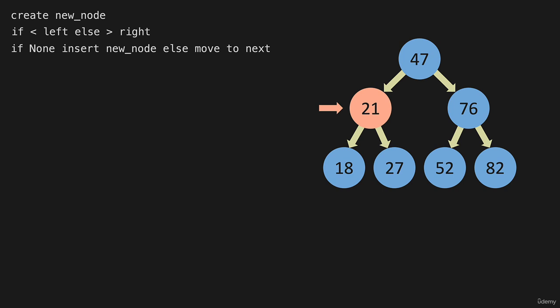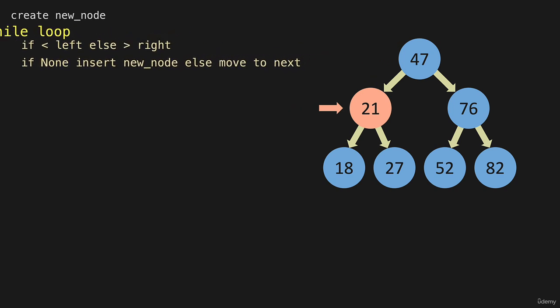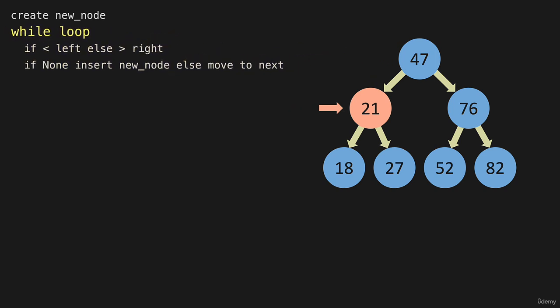So the thing that should jump out at you is that we did these two lines of code for this node, and then we did it for this node. So that is an indication that these two lines of code should be inside of a loop. And because we don't know how many times we're going to be iterating through the tree, this cannot be a for loop. It has to be a while loop.